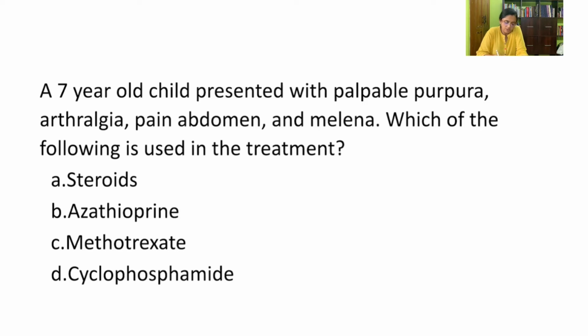A 7-year-old child presented with palpable purpura, arthralgia, pain abdomen and melena. Which of the following is used in the treatment? Now look here. Palpable purpura with arthralgia with pain abdomen. So this is already pinpointing the diagnosis to be Henoch-Schönlein purpura. Henoch-Schönlein purpura is the commonest childhood vasculitis.